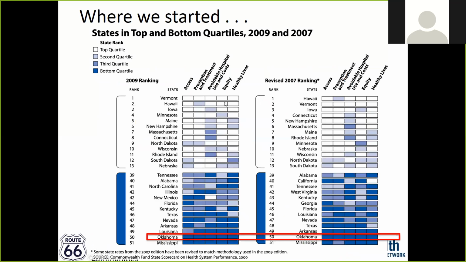The reason we got into this back in 2008 was pretty obvious from this slide, that Oklahoma tends to rank last or nearly last across lots of health outcomes. And frankly, if you look at the categories here, access, prevention, treatment, avoidable hospital use and cost, equity, and propensity to lead healthy lives, these categories to me indicate how well the health delivery system is functioning, not just health care, but public health, et cetera. And you can see we don't do well there. So that was sort of our burning platform, our motivation to get to work on this effort.